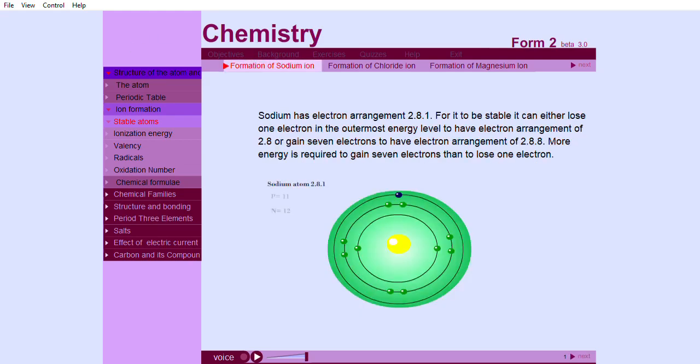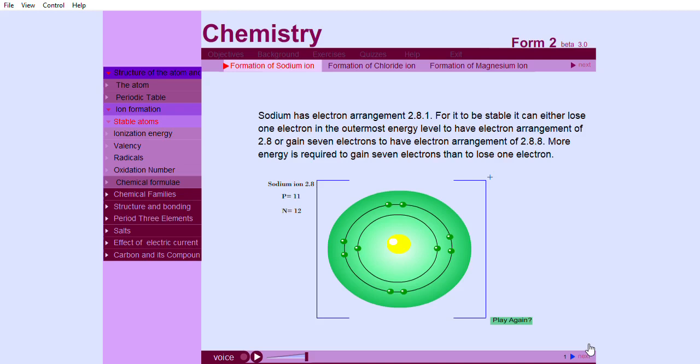Sodium has electronic arrangement 2, 8, 1. For it to be stable, it can either lose 1 electron in the outermost energy level to have electron arrangement of 2, 8, or gain 7 electrons to have electron arrangement of 2, 8, 8. More energy is required to gain 7 electrons than to lose 1 electron. Therefore, it is easier for sodium to lose 1 electron than to gain 7 electrons.